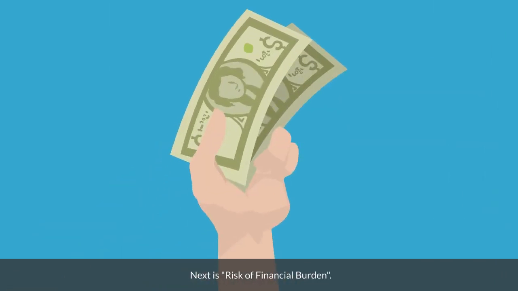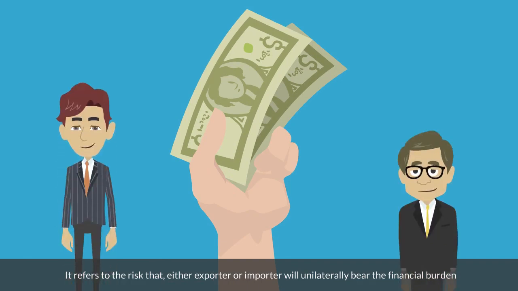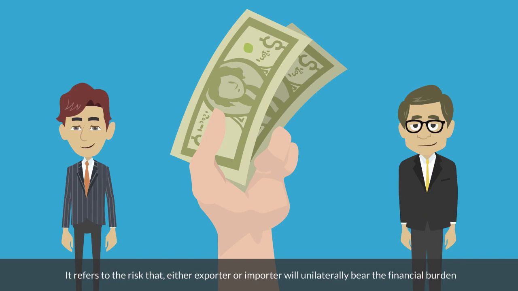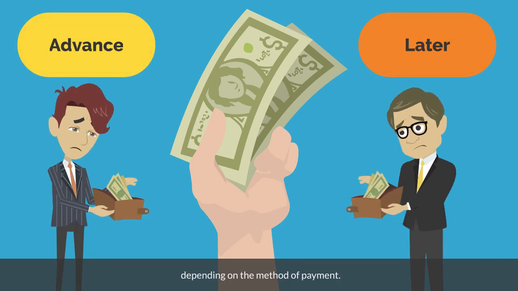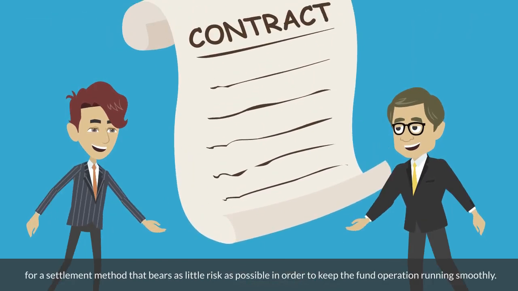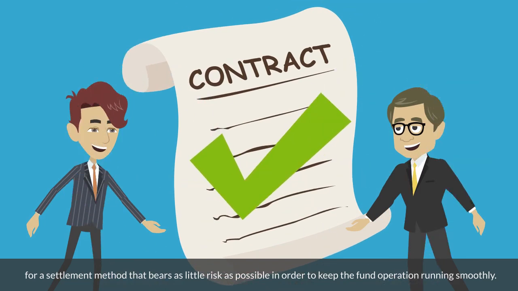Next is risk of financial burden. It refers to the risk that either exporter or importer will unilaterally bear the financial burden by making payment in advance or later, depending on the method of payment. Both exporter and importer negotiate and sign a contract for a settlement method that bears as little risk as possible in order to keep the fund operation running smoothly.